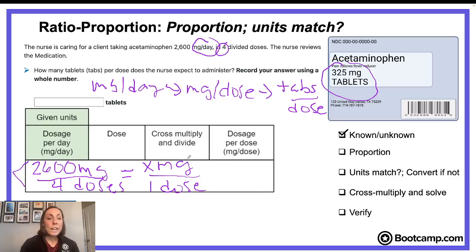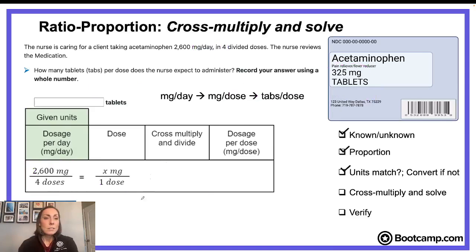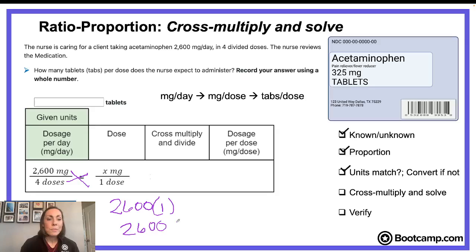So we're trying to figure out X milligrams, so how many milligrams per 1 dose. So we're just verifying here that our units match. We have milligrams both on the top and we have doses both on the bottom. So now we can cross multiply and solve. So you're going to cross multiply. We do 2,600 milligrams times our 1. So we get 2,600 times our 1, which is 2,600. And then our X milligrams times our 4 doses.